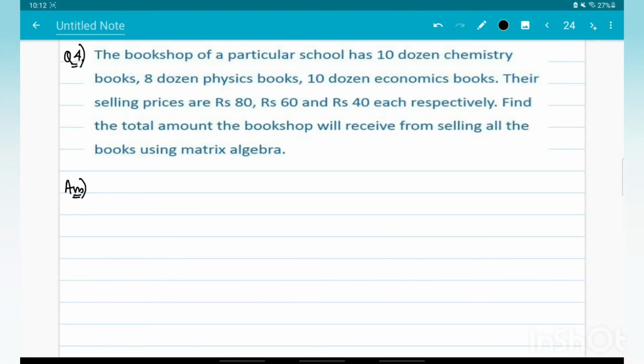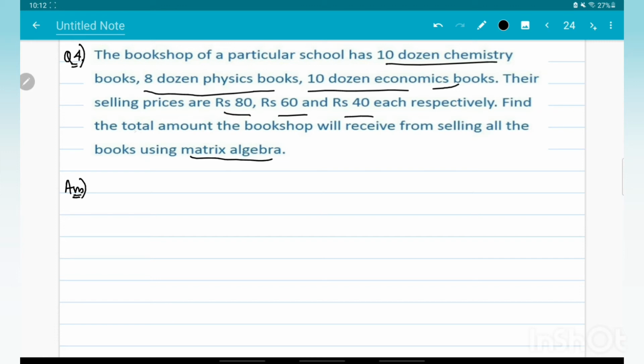Let's solve our next question. Now in this question it says that a bookshop of a particular school has 10 dozen chemistry books, 8 dozen physics books, and 10 dozen economic books. Their selling prices are 80, 60 and 40 each respectively. Find the total amount the bookshop will receive from selling all the books using matrix algebra.